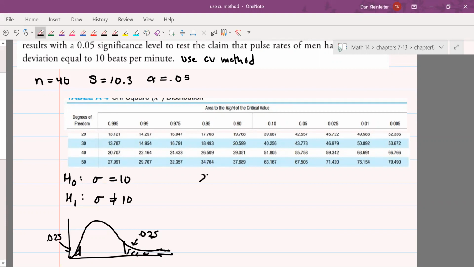Let's go ahead and get the test statistic now. We had 40 as our n, so n minus 1 is 39. Our s was 10.3, and the hypothesized value was 10. Test statistic: 41.37.